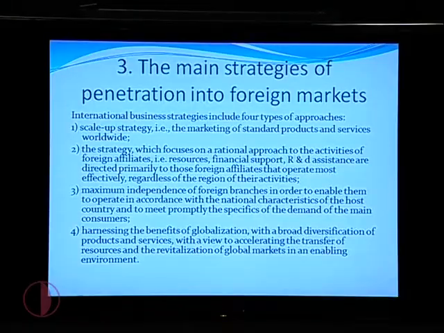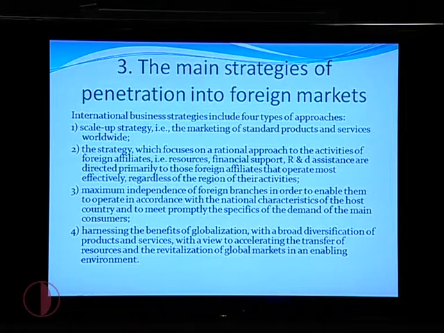The third question is the main strategies of penetration into foreign markets. International business strategies include four types of approaches. The first one is the scale-up strategy. That is the marketing of standard products and services worldwide.